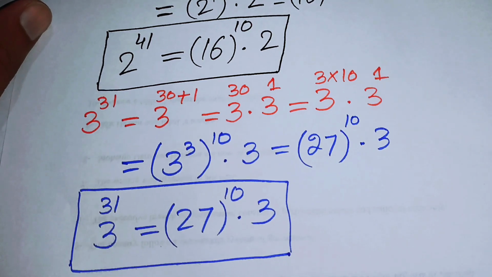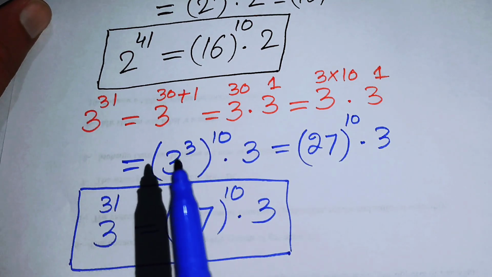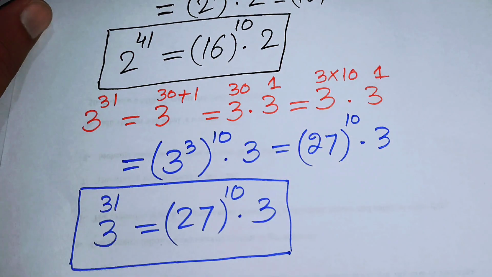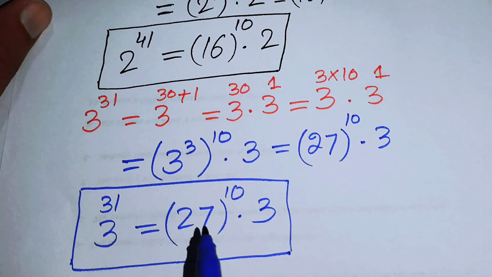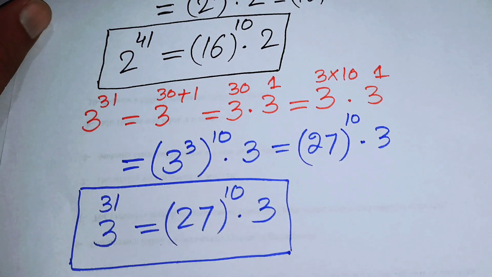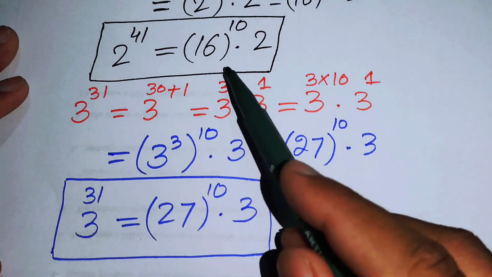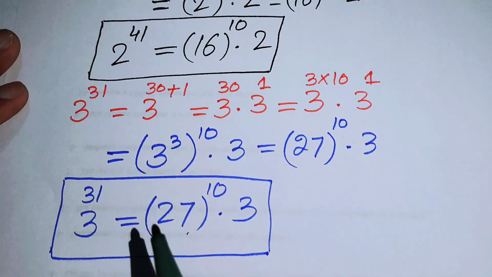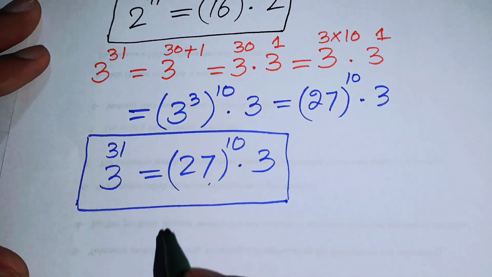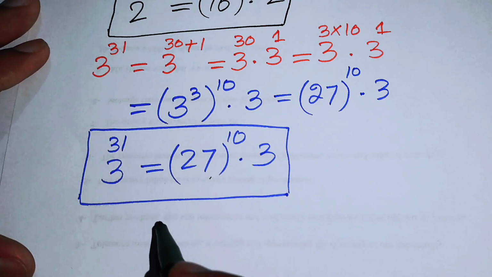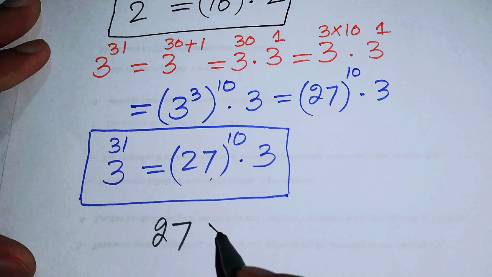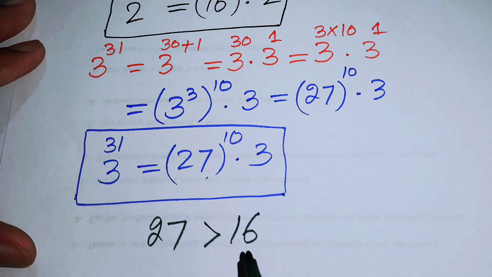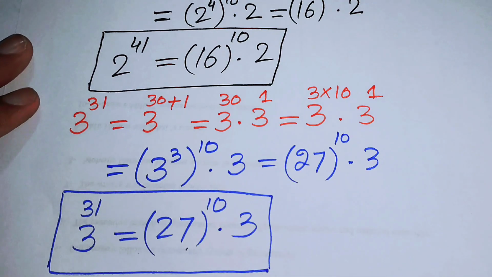And now here you can compare the right hand side of both of the numbers, and here you see that the base is 16 and here the base is 27. When you compare these two bases, the first base is 16 and this base is 27, you can easily say that 27 is greater than 16. And if this 27 is greater than 16, then we will make both of these terms here.